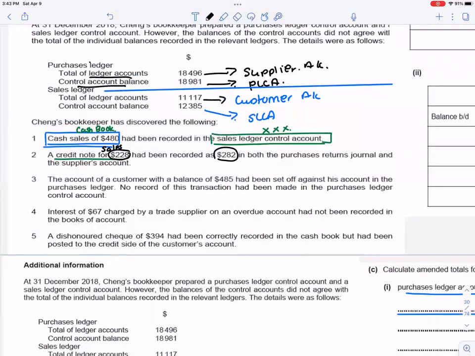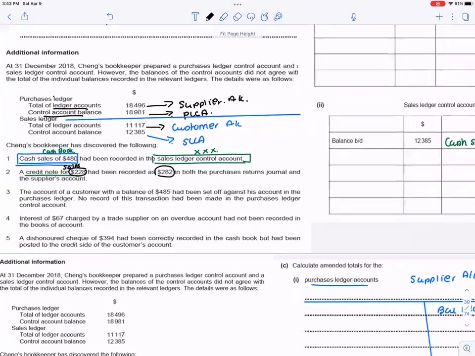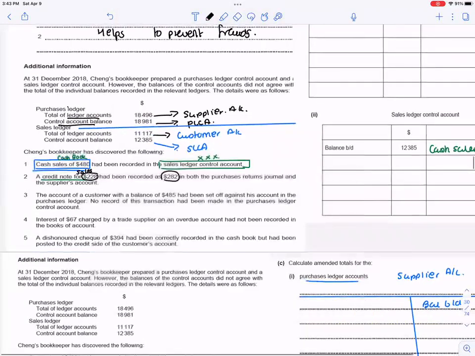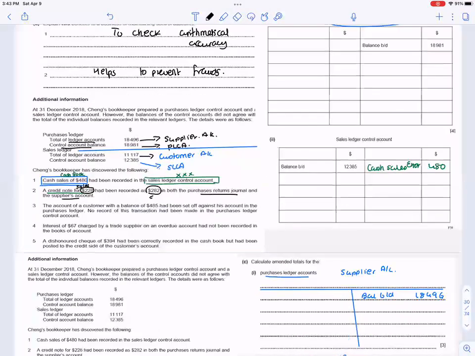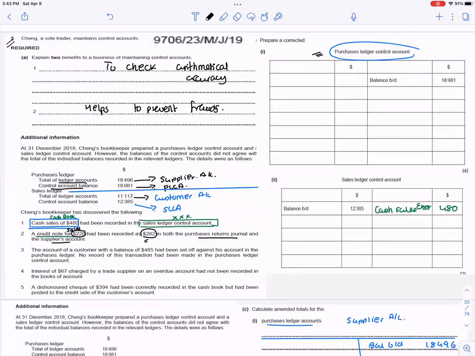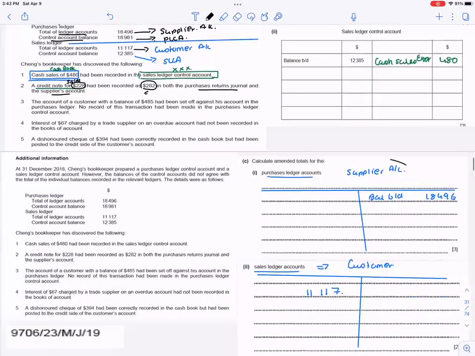Where did you record it? Purchase return and supplier account. Now they have not told us very clearly whether it is credit note received or issued. So you have recorded it as 282 in both the purchase return journal and the supplier account. That means the correction has to be over here also, and in the supplier account also.